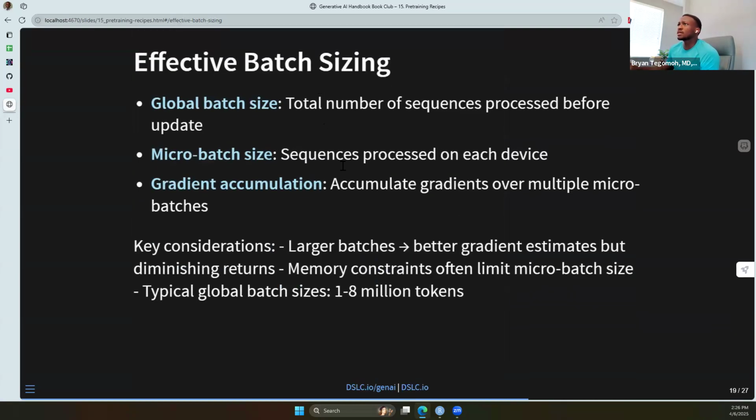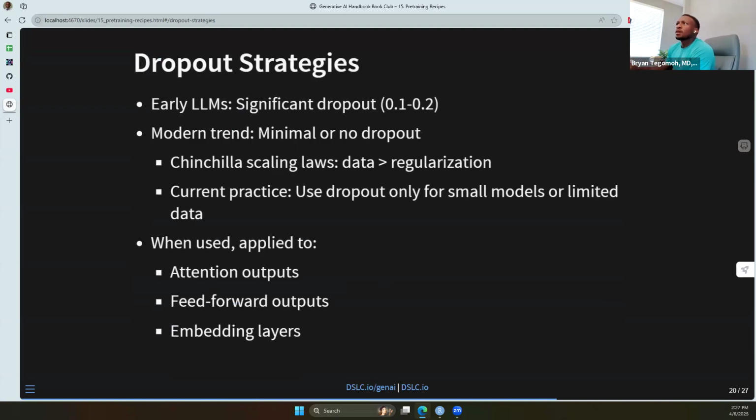Then we have effective batch sizing, which talks about balancing memory and accuracy. Large batches offer stable gradient estimates, but have diminishing returns. So the right balance is always key. We want to hit that sweet spot in the middle between memory and accuracy.